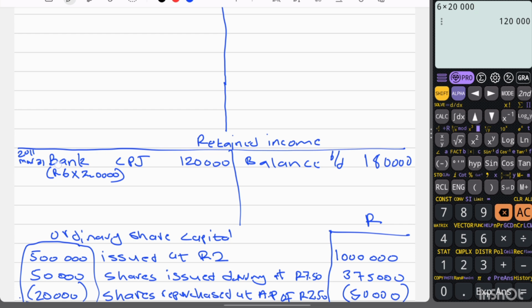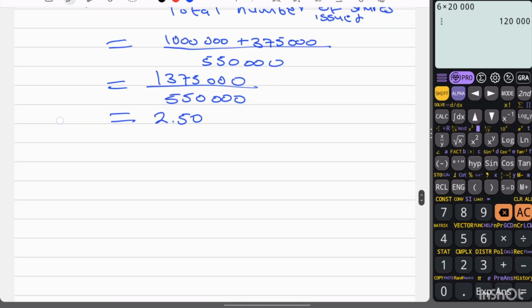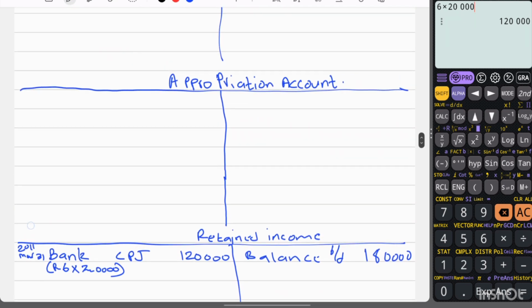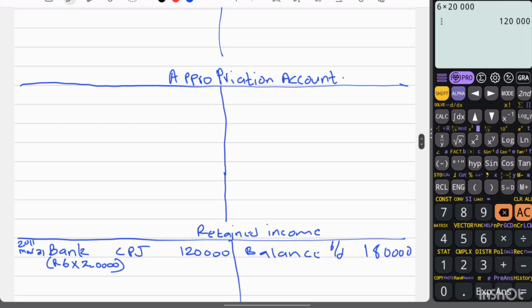All right, now we can also go to the appropriation account. We all know that when we talk about the appropriation account, it's always the end of the year, which is June 30. We have net profit before tax. Here we have our retained income at the beginning of the year.